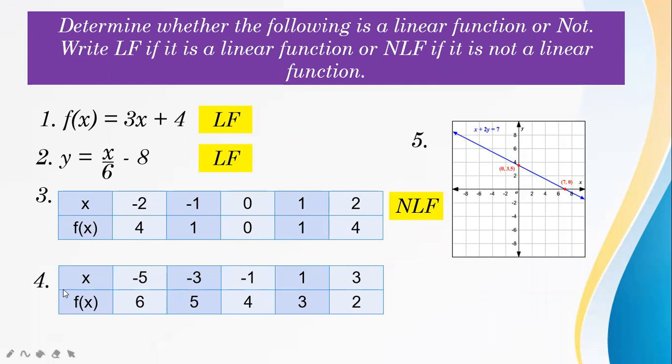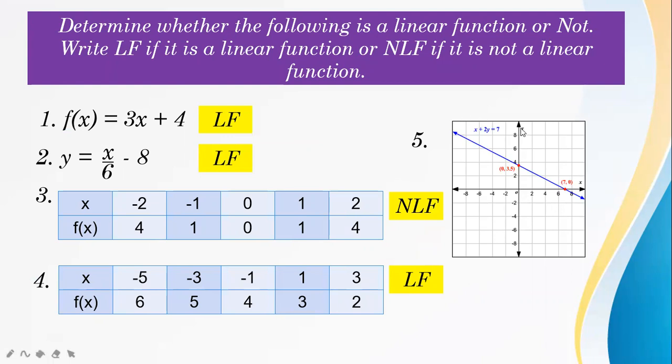Then we have x: negative 5, negative 3, negative 1, 1 and 3, then f of x: 6, 5, 4, 3, 2. Then we call it a linear function. So this number 4 is a linear function. We have negative 5, then negative 3, so that is 2 units. Negative 3 plus 2 is negative 1, then we have 1, then 3.